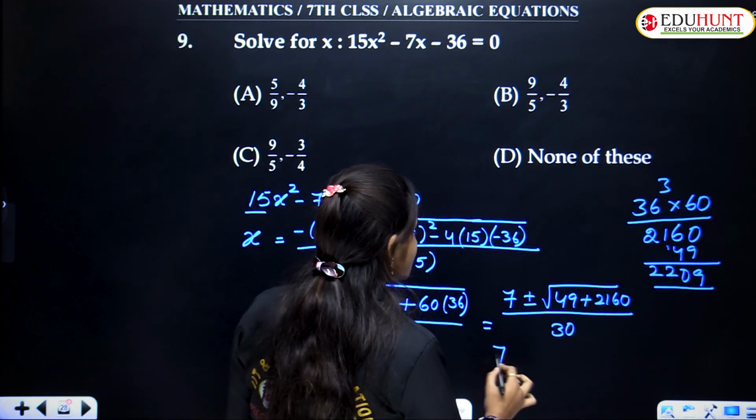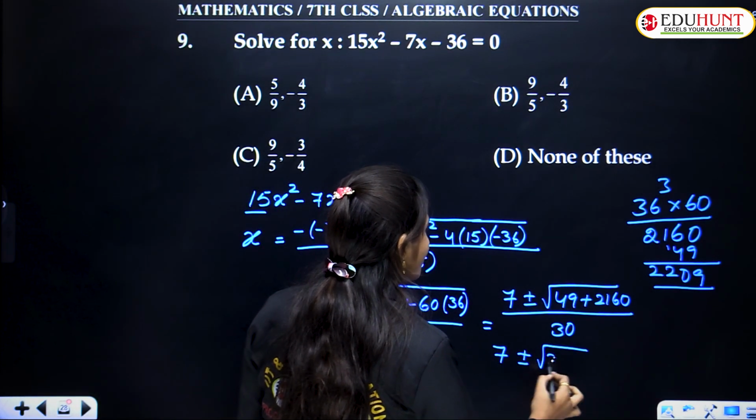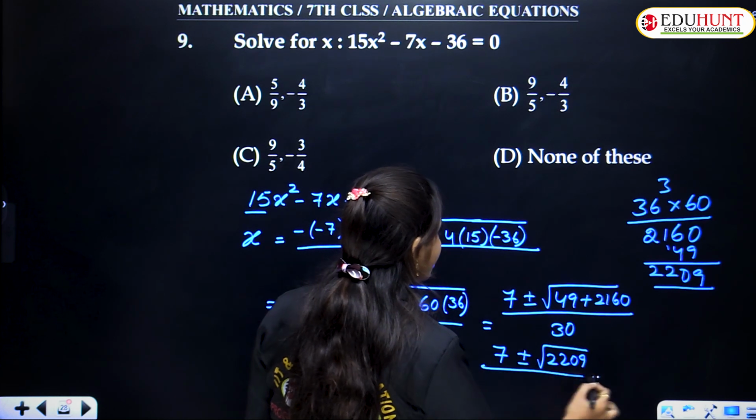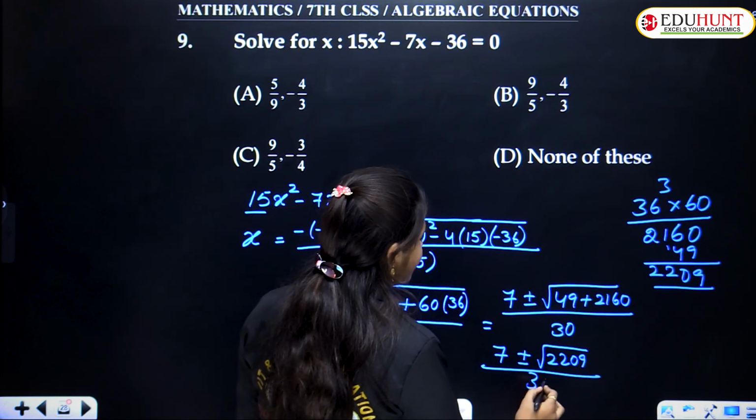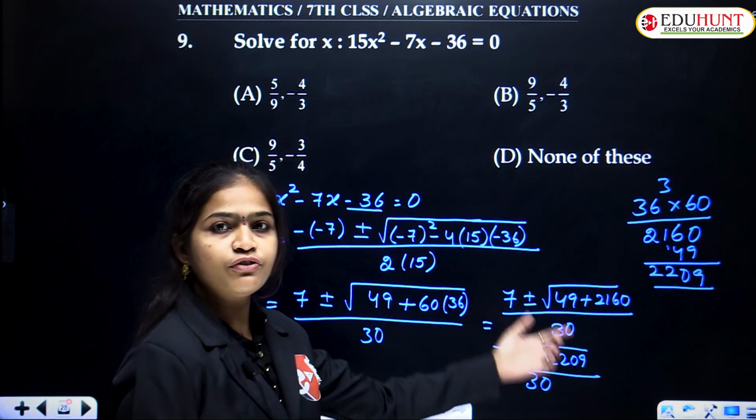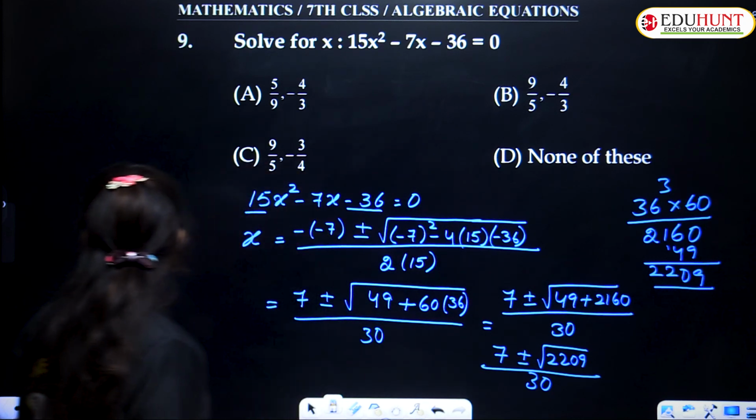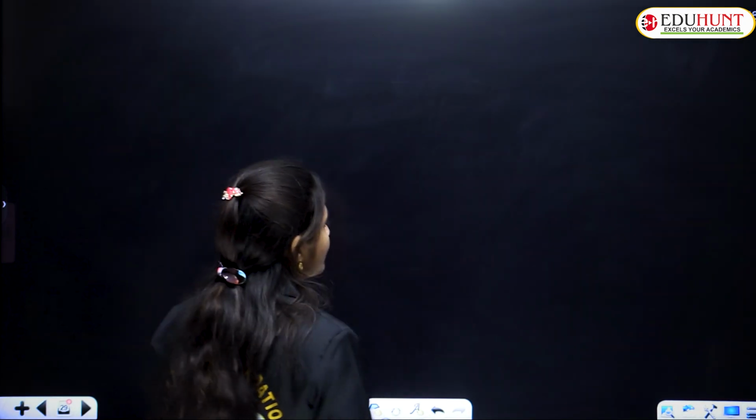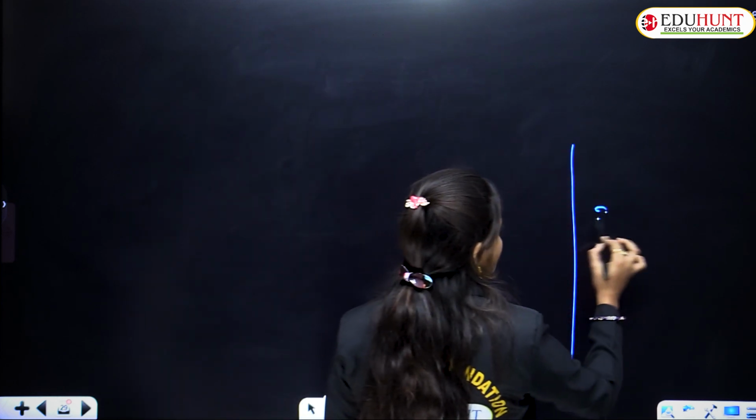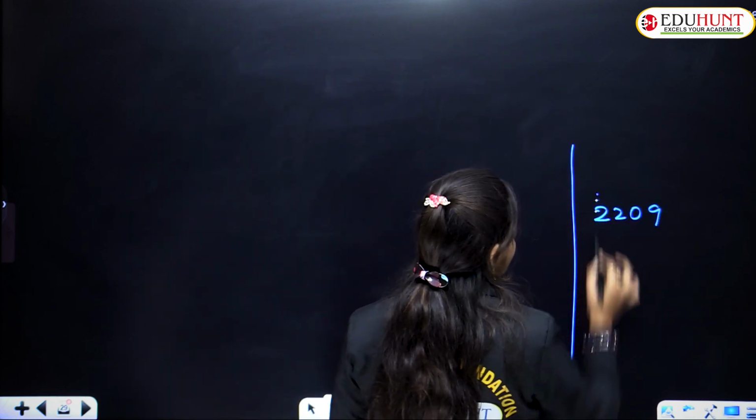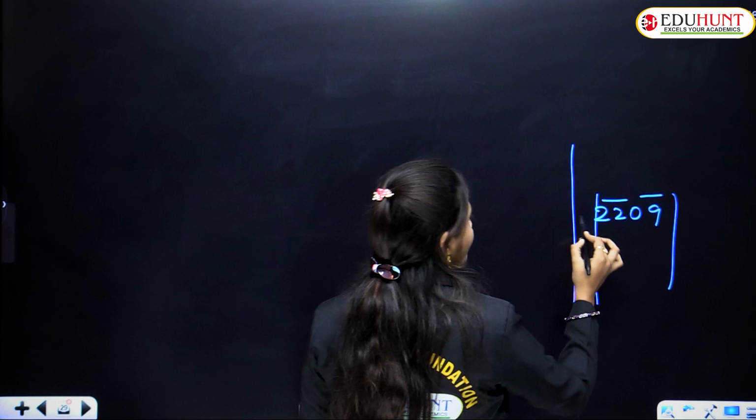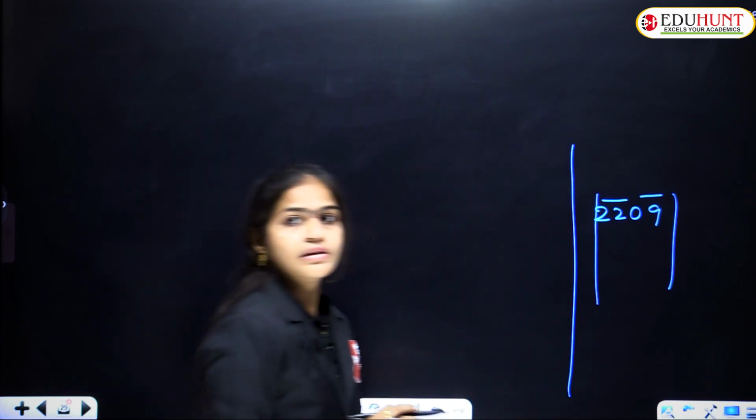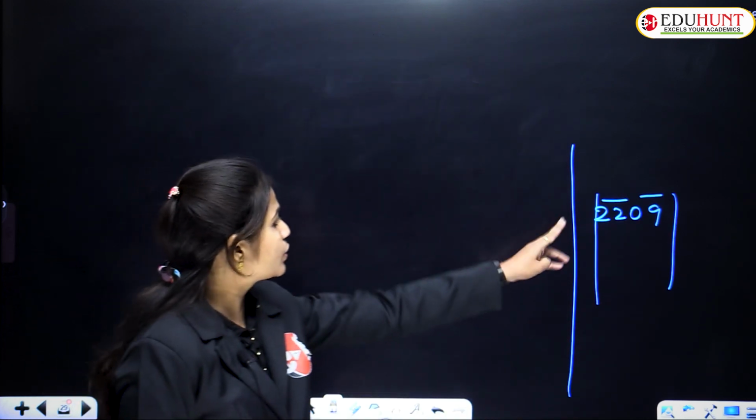So 7 plus or minus square root of 2209, all by 30. Now we need to find the square root of 2209. In the square roots concept we learned how to find square roots. So the nearest perfect square to 22 is what?